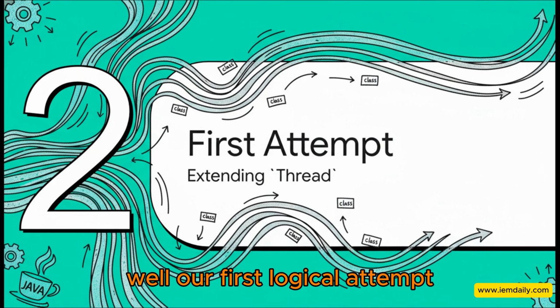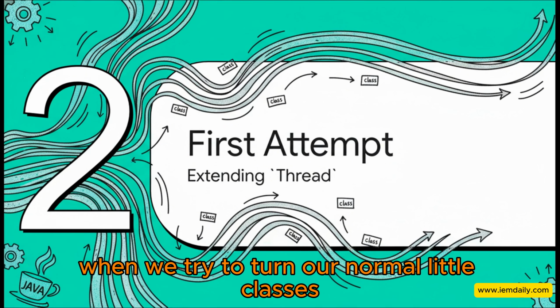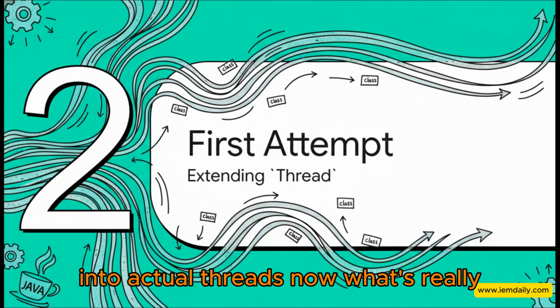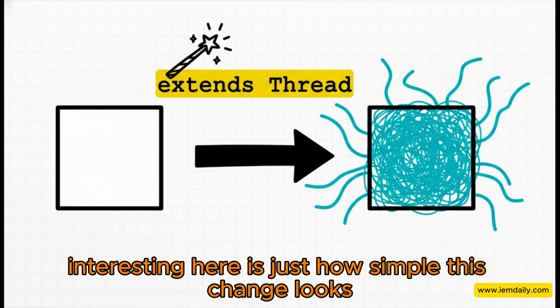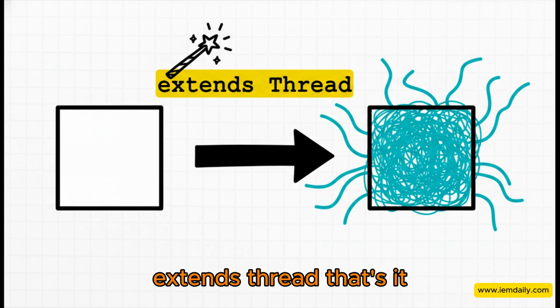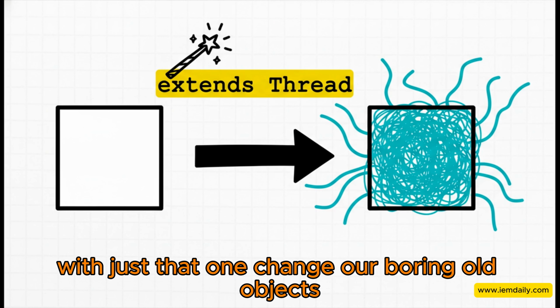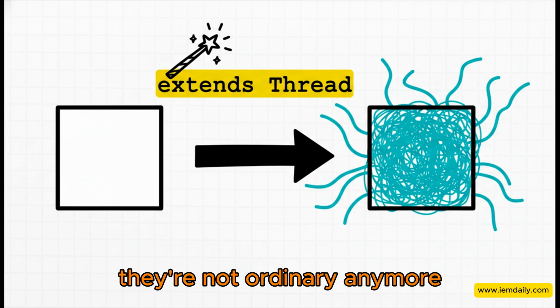Well, our first logical attempt is to use one of Java's core tools for this exact problem, the Thread class. Let's see what happens when we try to turn our normal little classes into actual threads. Now, what's really interesting here is just how simple this change looks. All we have to do is add these 2 little words, extends Thread. That's it. With just that one change, our boring old objects are now packed with all the capabilities of a thread. They're not ordinary anymore.